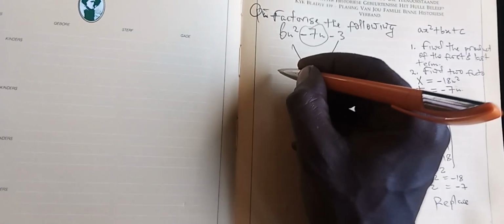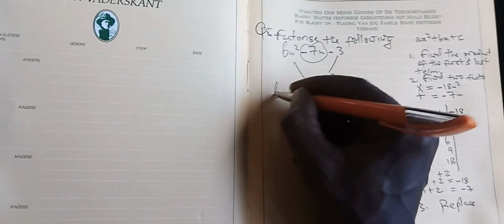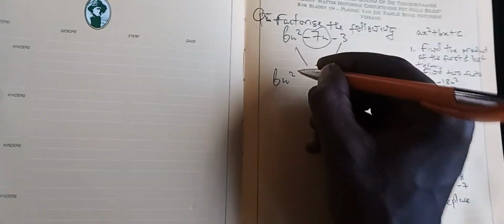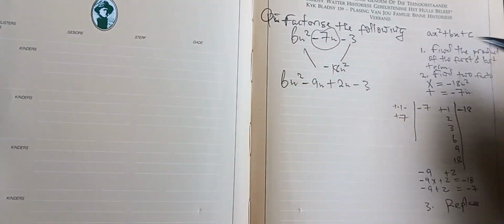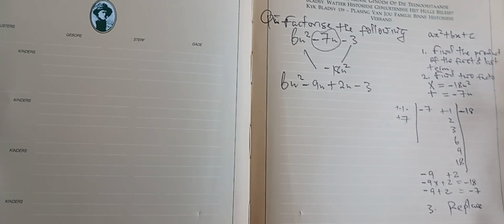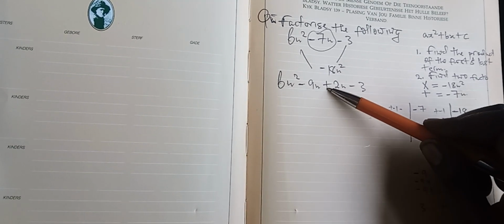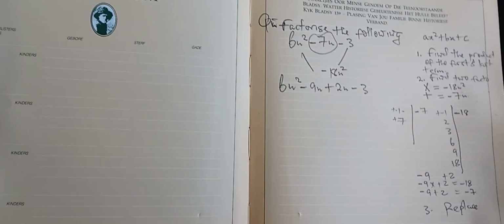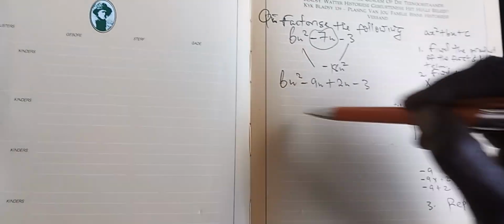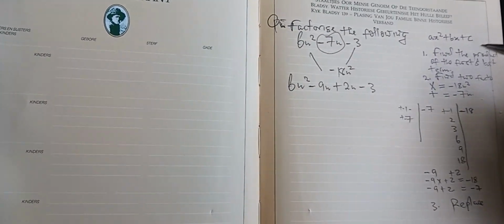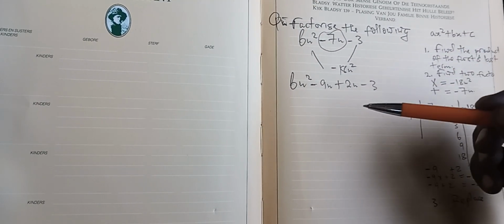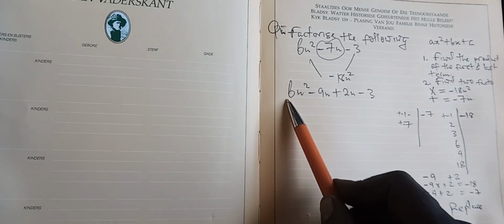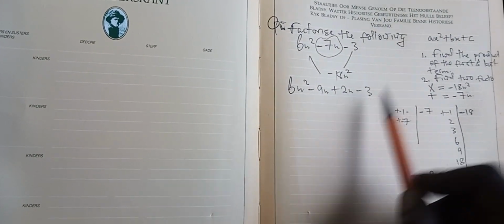So here we are going to write the quadratic expression as 6n squared, take those two factors, minus 9n plus 2n minus 3. This is simply rewriting the quadratic expression, because if we say minus 9n plus 2n, we are going to get negative 7n. So this is another way of writing this quadratic expression. But the reason why we are substituting the middle term with these two factors is such that we are able to factorize between these two brackets and the next two brackets.